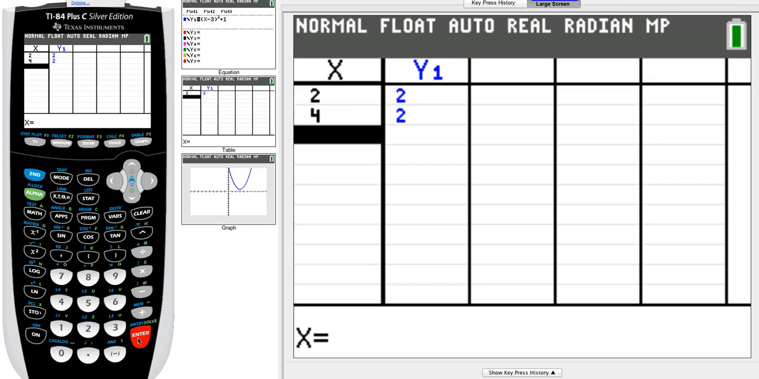Y is 2, right? So it should be symmetric. If I use one x value to the left and one x value to the right, I should get the same y value. Just confirming it. And I'm going to get myself another y value. I'm going to do 1, and I'm going to do 5. So when x is 2 or 4, y is 2. When x is 1 or 5, y is 5.